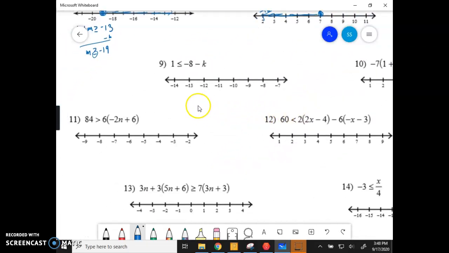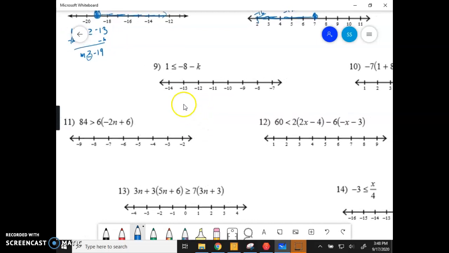I will let you guys do number 9 on your own. Just don't forget at the end here, after you get rid of that negative 8 by adding, you're going to need to divide by a negative 1. So what do you got to do to the sign? I'll leave a little asterisk there so you remember.